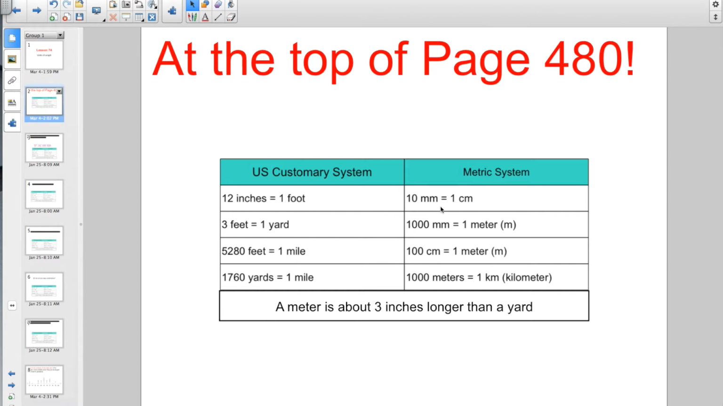Over here on the metric side, you have 10 millimeters equaling 1 centimeter. We've covered that already. There are 1,000 millimeters in 1 meter, or 100 centimeters in a meter, or 1,000 meters in 1 kilometer, or kilometer, you sometimes might hear it called. And they tell you that a meter is about 3 inches longer than a yard, and a yard is 3 feet. My football players out there should know that. That game is all about the yards, right? Again, I cannot stress enough, turning back to page 480 is the key to solving these problems.